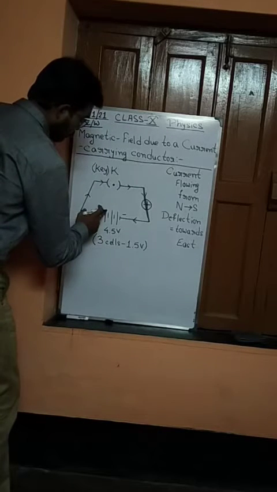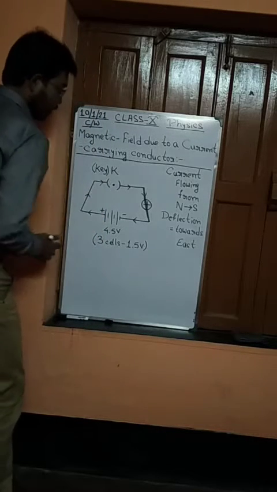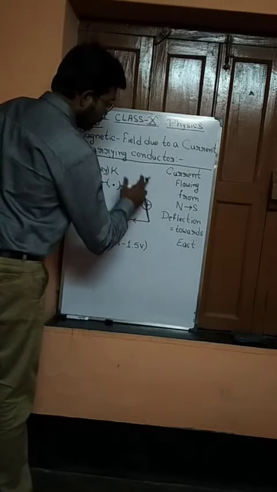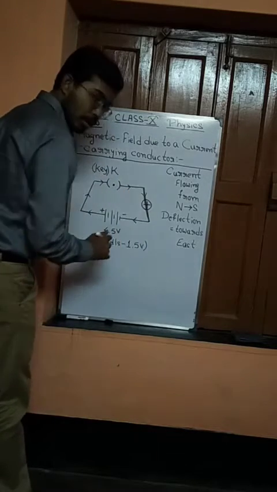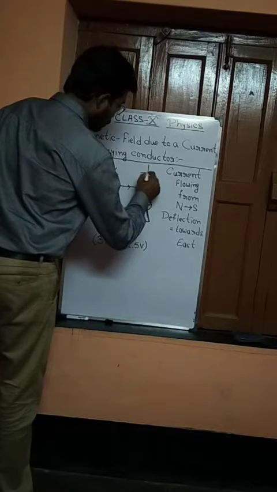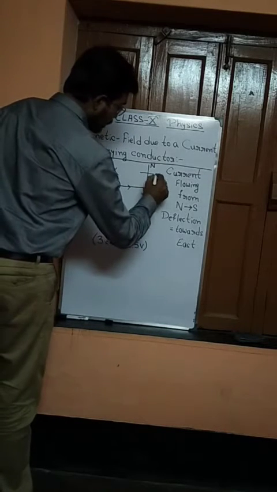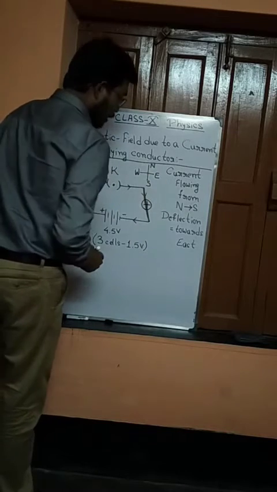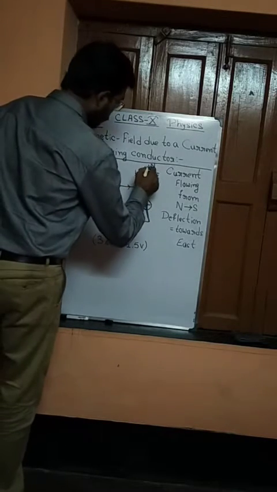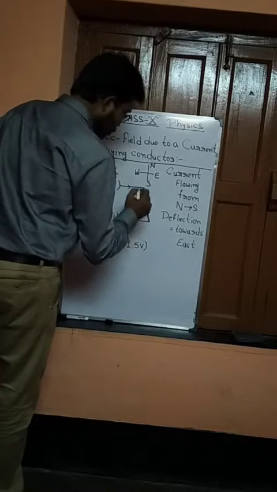See, the current will start flowing from here to here, that is, it will flow from north to south. That is, we know the direction. This will be the north, this will be the south, this will be the east, and this will be the west. So the current is flowing from north to south, from this to this.